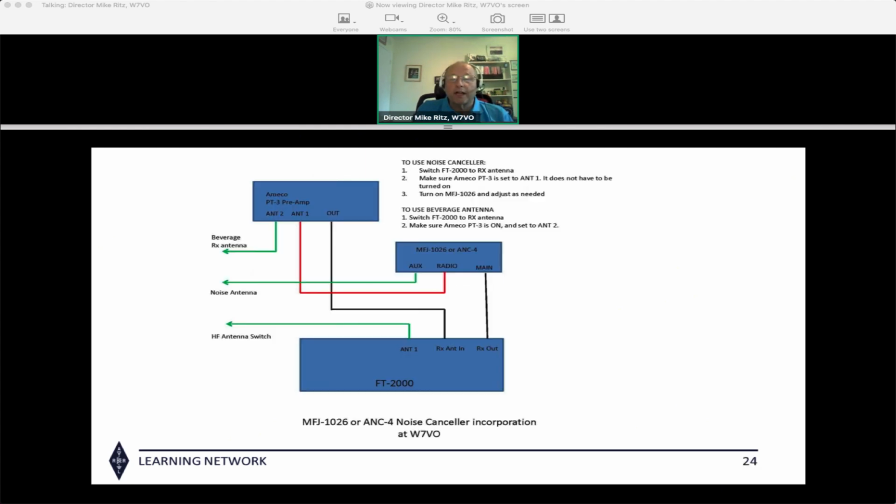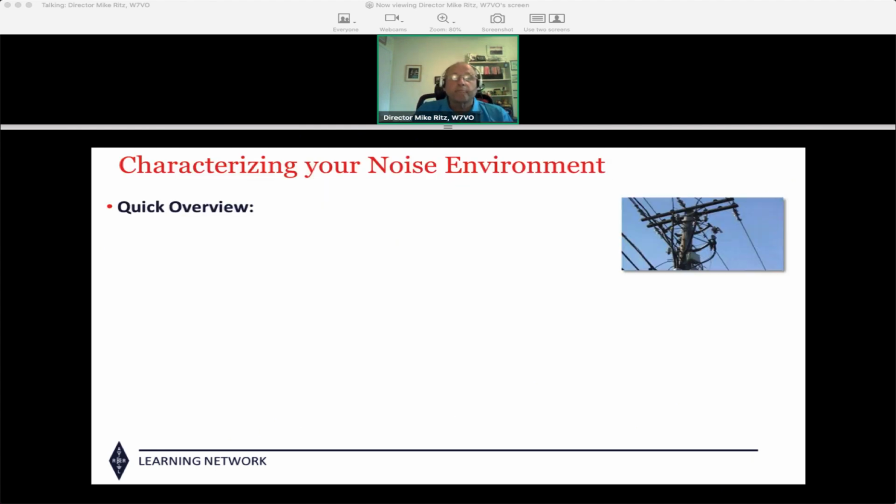Here's how I have them hooked up in mine. I don't have mine in the actual transmit path. I have mine as an adjunct to my beverage antenna input. So I've got the ability to use the noise canceller or use an external receive antenna by using the low noise receive antenna input on my Yaesu FT2000.